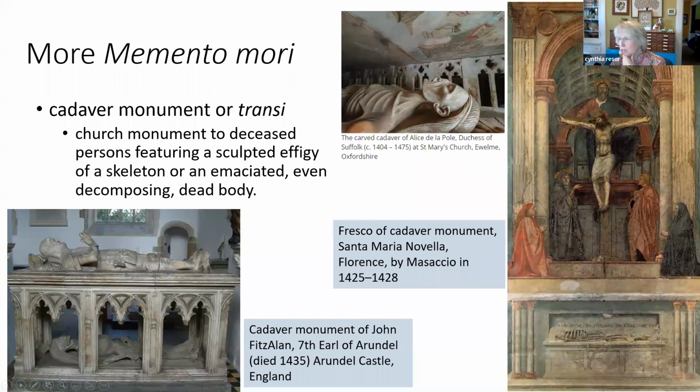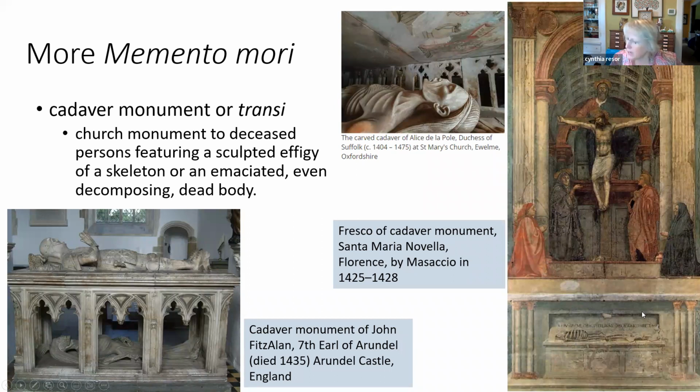And this is a particularly strange one. And you see these a lot in churches in Europe. This is called the cadaver monument, or transi in Latin. And this is where they actually have the deceased as a skeleton. So here's one where on top is this guy who was a knight, right? 7th Earl. And down here is him where he's wasted away in the grave, saying, yep, this is going to happen to you. Here's another one of a woman. So this is the bottom part of her monument.